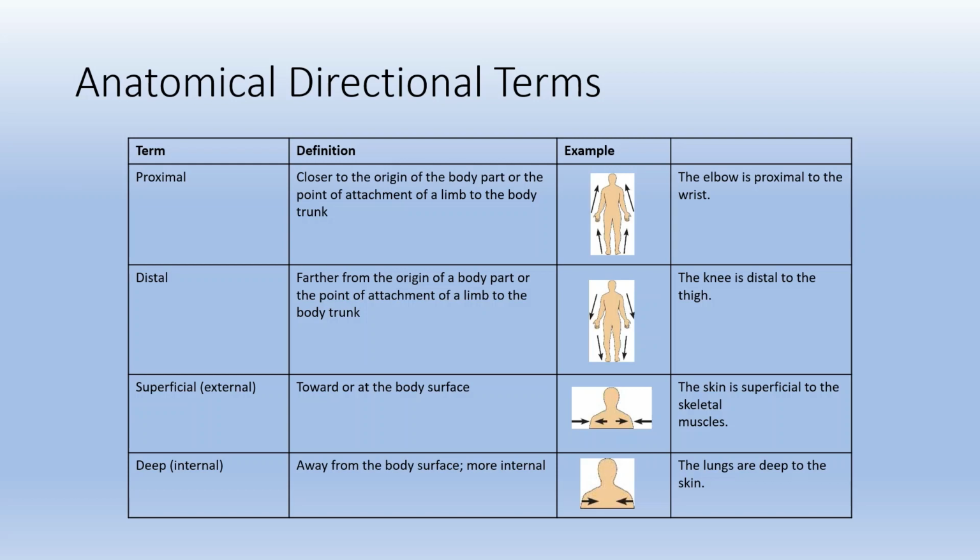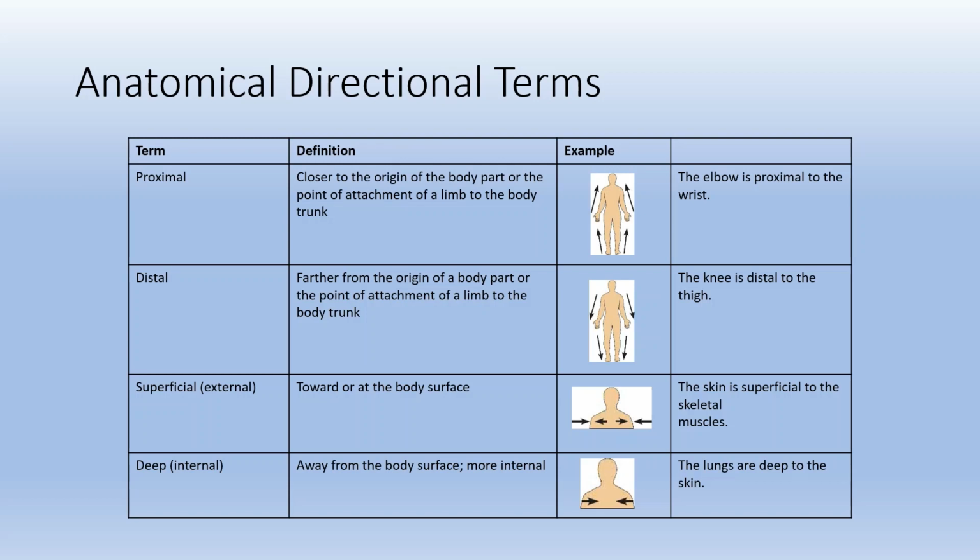The next two terms people tend to struggle with, proximal and distal. We use proximal and distal when we talk about the appendages or the upper and lower limbs. Proximal means closer to the point of origin. You could think of the origin of the upper limb as the shoulder, and the origin of the lower limb as the hip. The origin of those body parts is where that limb attaches to the trunk or to the abdomen.